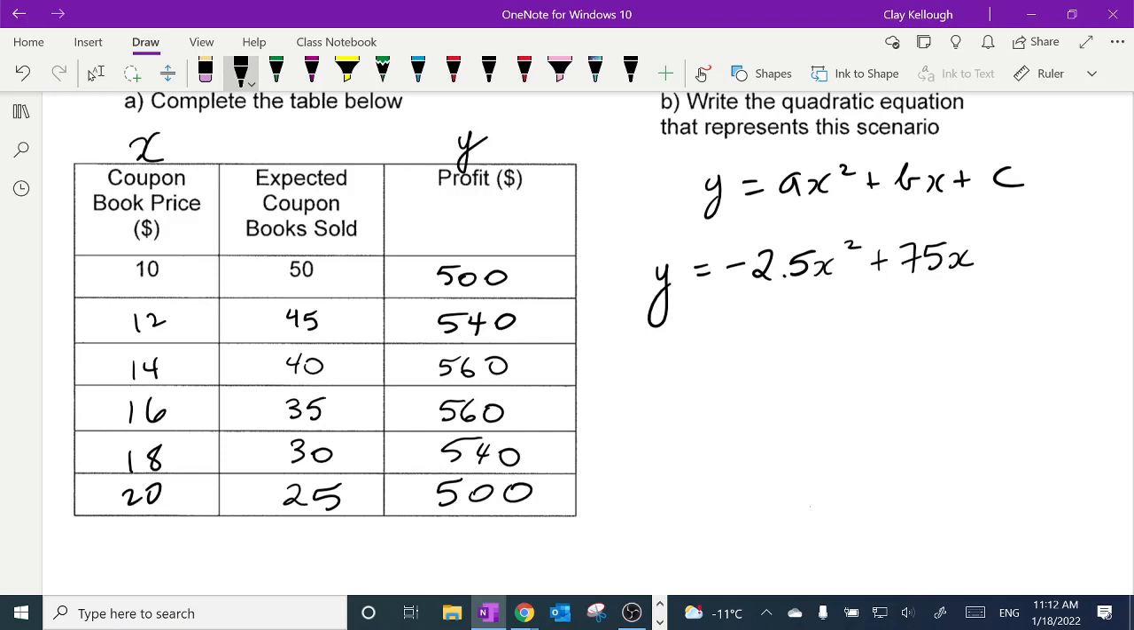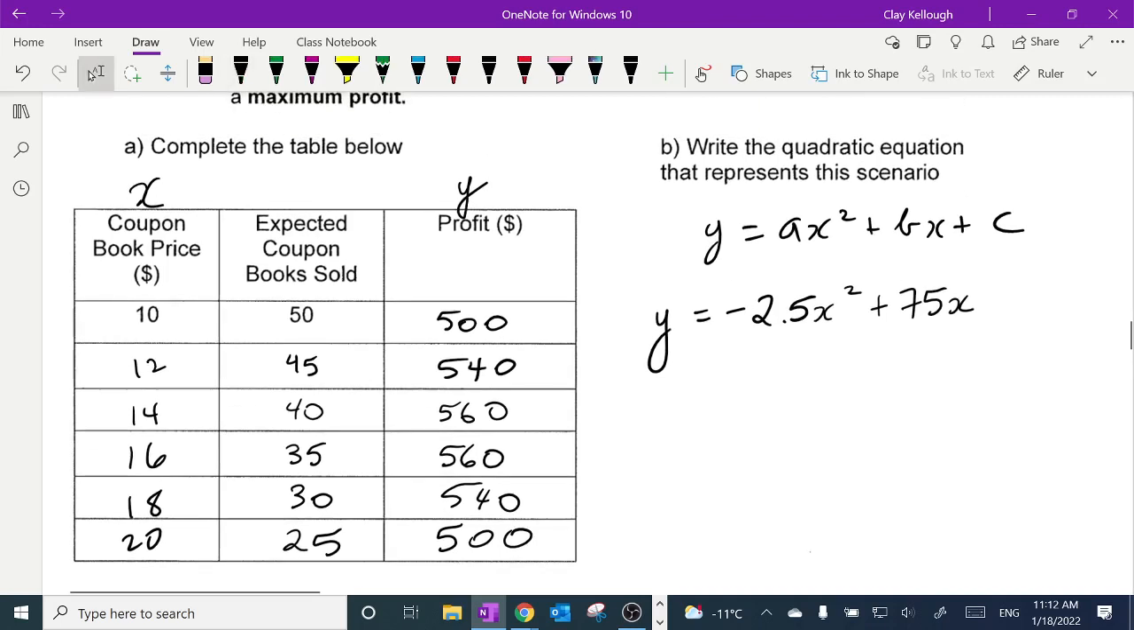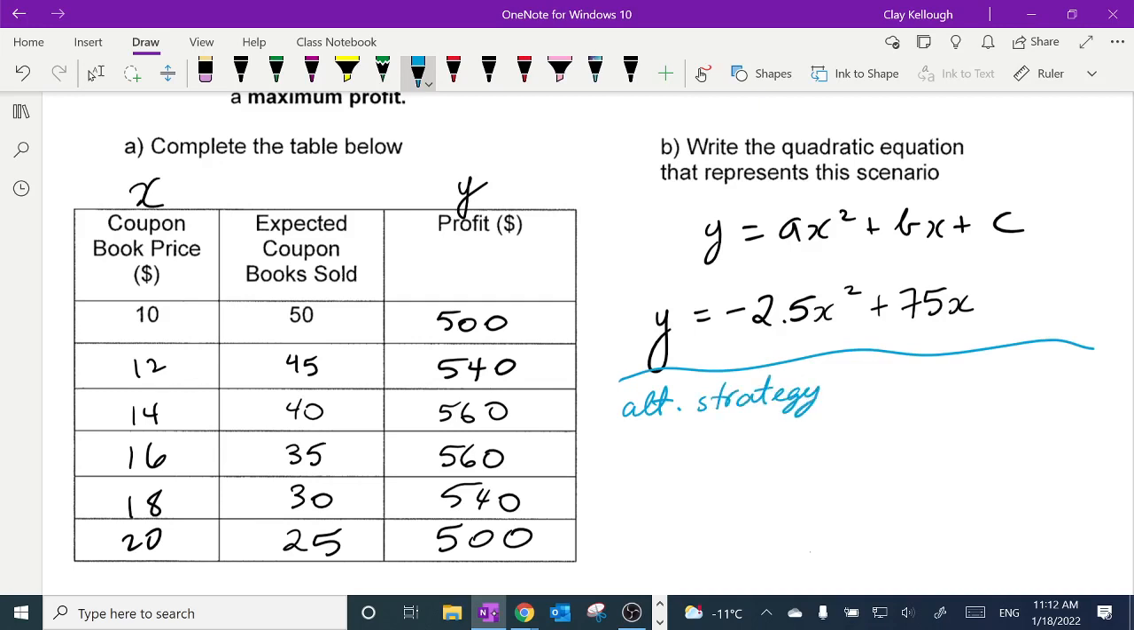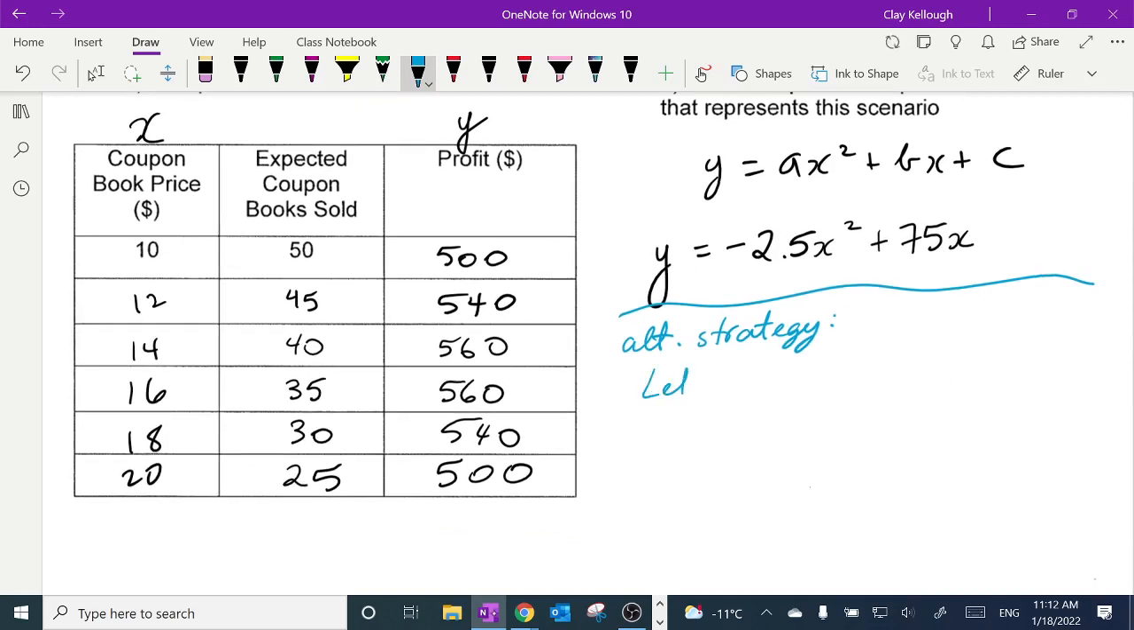Okay, alternate strategy. If you didn't have the ability to do a regression where you take all this data and it makes the equation for you, alternate strategy is you could make an equation letting X... This is how to do it without any calculator. The alternate strategy. I wouldn't make you run through the entire problem the way I'm about to, but you might have to kind of. I could make up a multiple choice question.